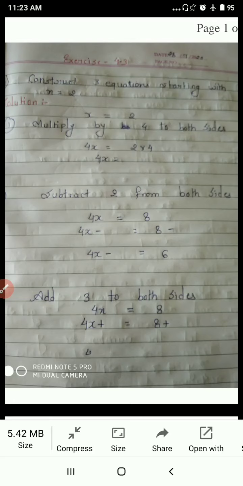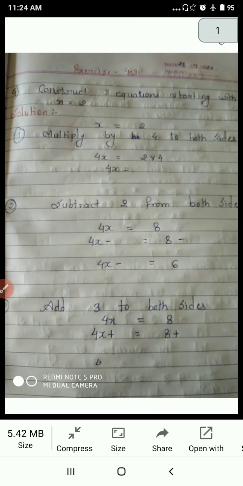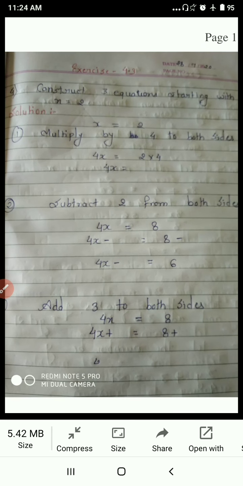In the previous video, I explained exercise 4.3 up to question number 3. Now here I am taking question number 4. You can see here question number 4. Construct three equations starting with x equal to 2.